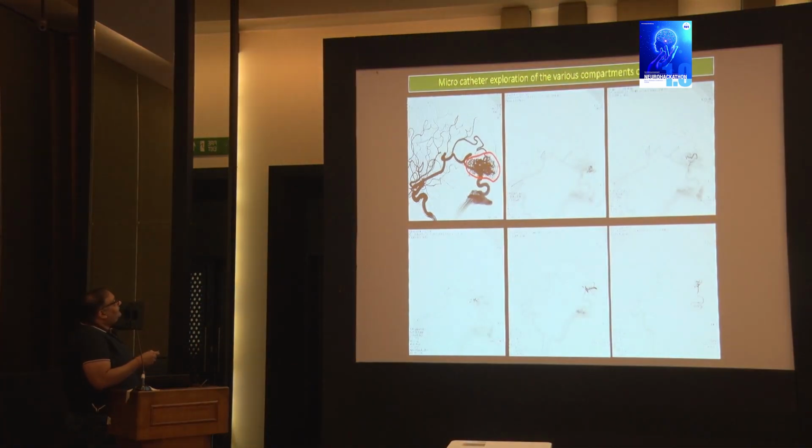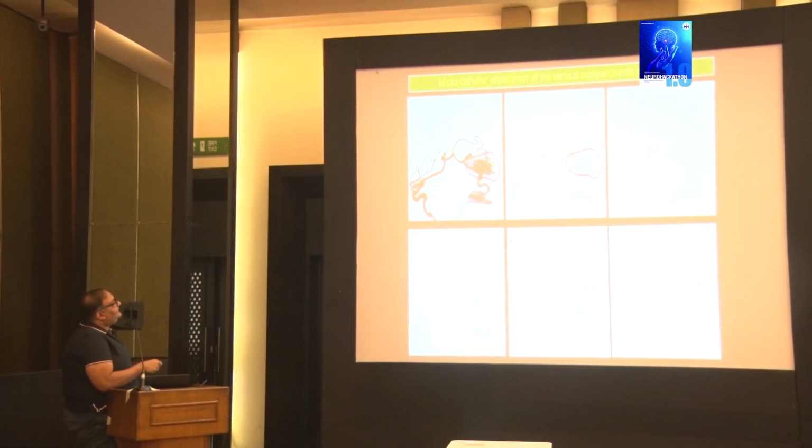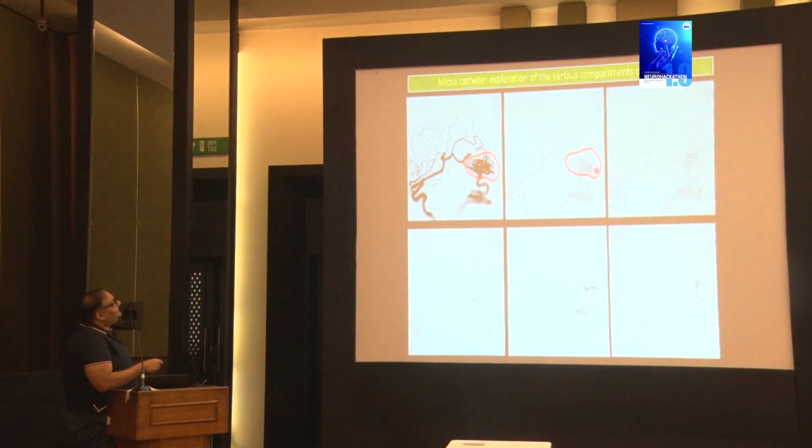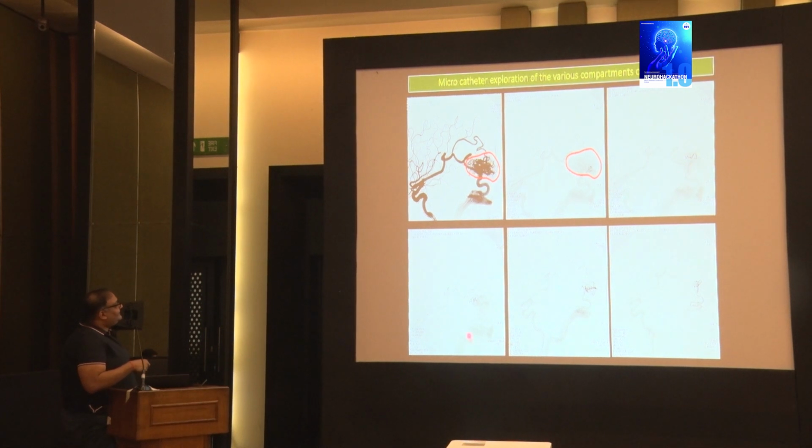We go inside the AVM, we go inside each of these compartments, we break down each of these compartments. That is the distalmost compartment, that is the intermediate compartment, that is the proximal compartment, that is the superior compartment, that's the inferior compartment. So we break down the entire AVM. First, we catheterize all the compartments of the AVM. We don't start embolizing just because we have entered into a vessel.